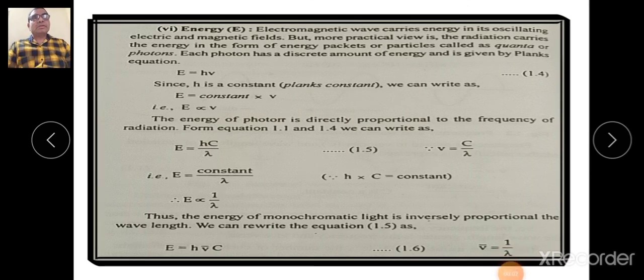Students, let us summarize the points studied so far. We have studied the meaning of spectroscopy, the effect of radiation on matter. Then we have studied the nature of electromagnetic radiation. Then we have studied the different parameters like wavelength, wave number, frequency, energy, and their relations in mathematical form.